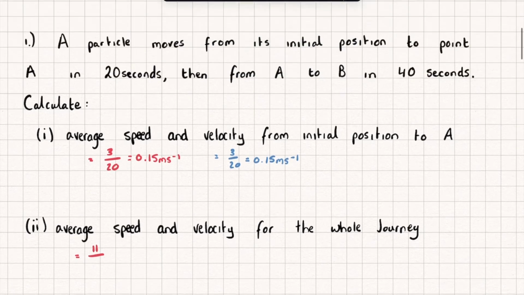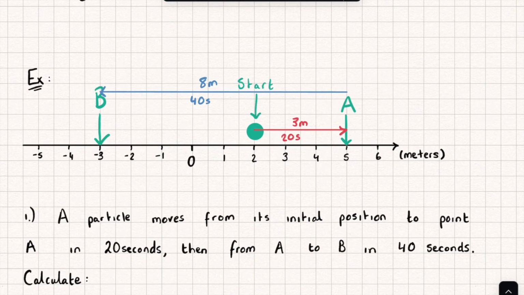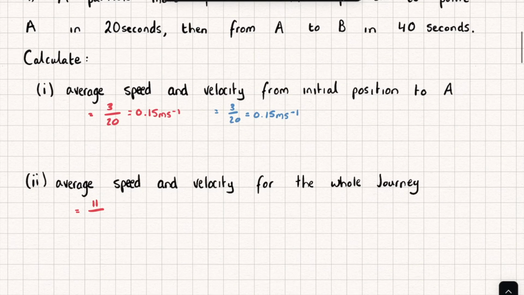And how long has that journey taken? Well, 20 seconds plus another 40 seconds, so I'm going to be dividing that by 60. Let's do it to 2 decimal places: 0.18 meters per second. So for that total journey from where it started to where it finished, it was travelling at an average speed of 0.18 meters every second.